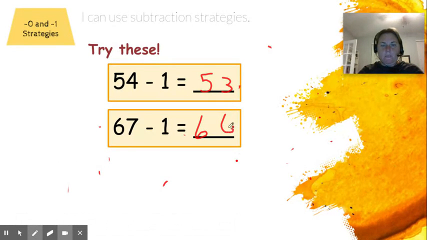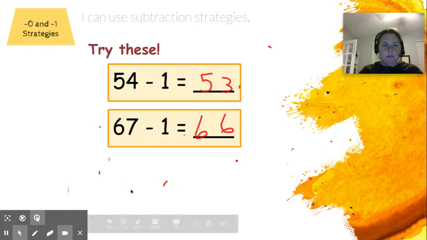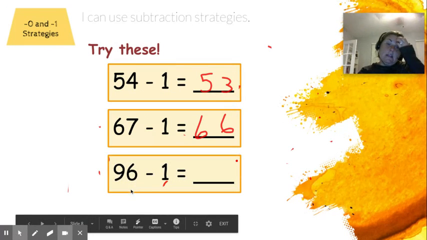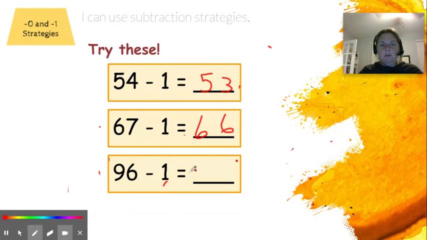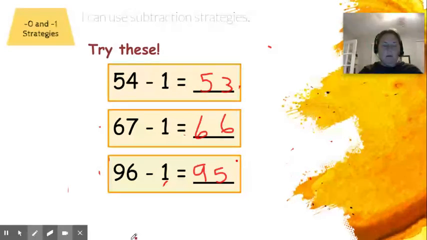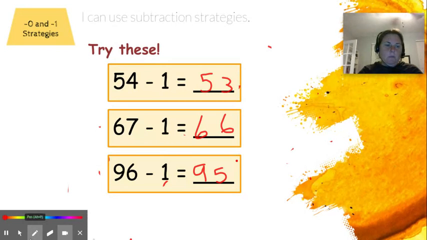I guess I'm getting better with that pen. Okay, let's do one more. 96 minus 1. Don't let that scare you. Just hop back 1, and you have 90 what? 95. Good. Okay. Now we're going to move ahead.